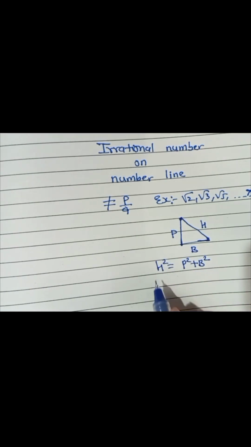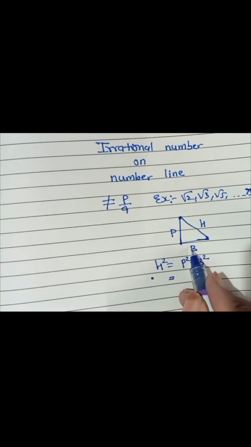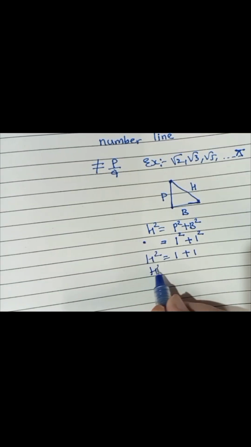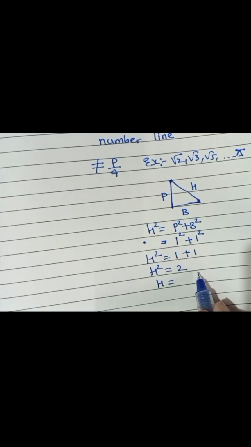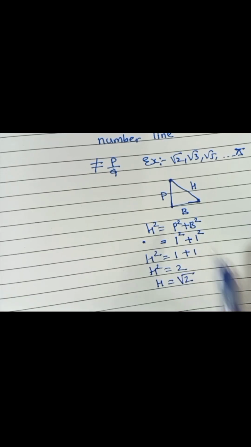So we have to calculate the value of root 2. How to calculate the value of root 2? Suppose b and p, that means base and perpendicular, are both 1. Then 1 square is 1, and 1 square is 1, so h square is equal to 2. This implies that h is equal to root 2, as the square goes to the RHS. So for root 2, what is the condition? Both base and perpendicular should be 1 unit.